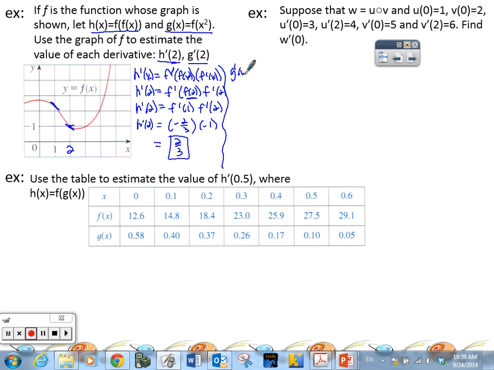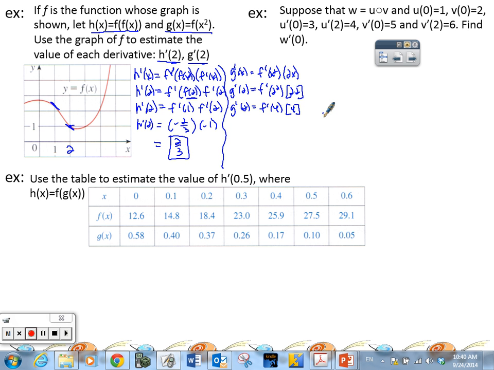g prime of x. So that's this function right here, g prime of x. So I take the derivative of the outside, f prime, copy paste the inside, and then take the derivative of the inside. Just a little bit of a different one, but still just using the chain rule. Now I'm going to go through and put a 2 everywhere there's an x. So g prime of 2 equals f prime of 2 squared, and then 2 times 2. Okay, so then we have g prime of 2 equals f prime of 4 times 4.